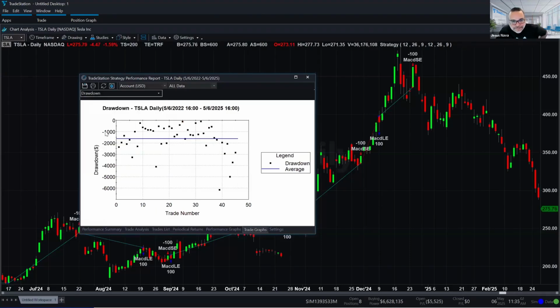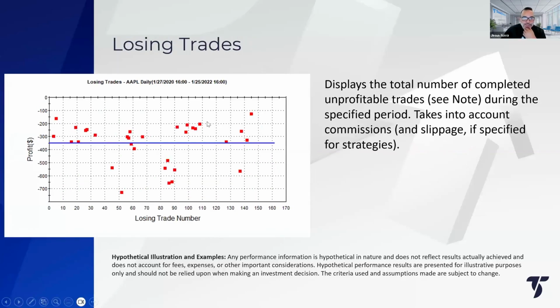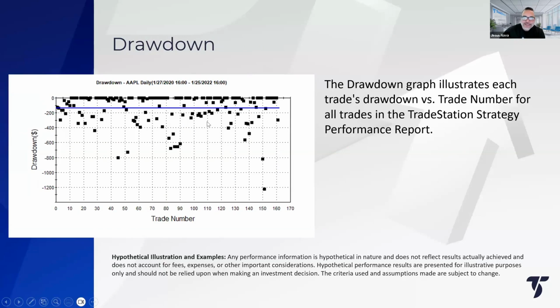The drawdown, this is an interesting graph. Let me go back here to my PowerPoint. So winning trades, losing trades, drawdown. This illustrates the drawdown of each trade versus the trade number for all trades in the strategy performance report. All that it's showing you is drawdown. You can see that a lot of trades are right here at 0, bundled together. It's just because those trades in particular did not have any drawdown. But you see all the other trades and how much drawdown they had.